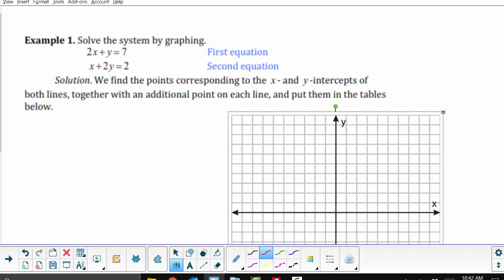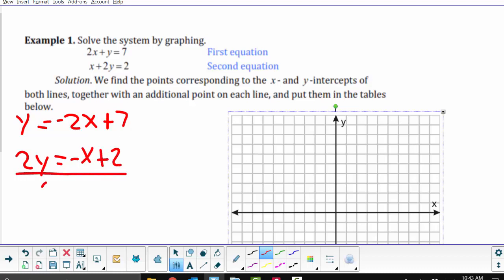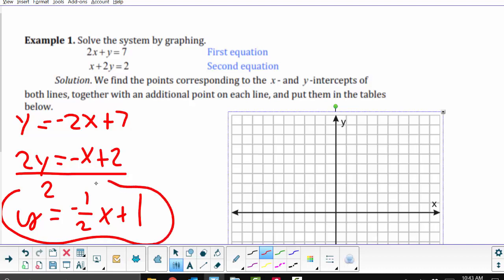All right, so here's our next example. So we got to do the same thing. For that first equation, I just got to subtract 2x from both sides. So I get y equals negative 2x plus 7. Now, second equation, I'm going to do a little bit more work. I'm going to start off by subtracting the x from both sides. So I have 2y equals negative x plus 2. I'm going to divide everything by 2. So I get y equals negative 1/2 x plus 1. So I'm going to graph this one.